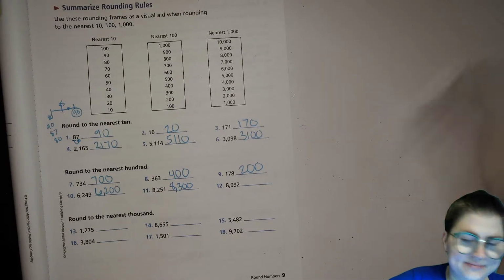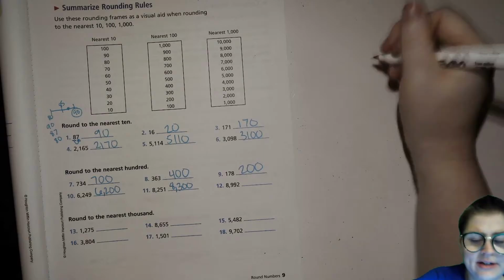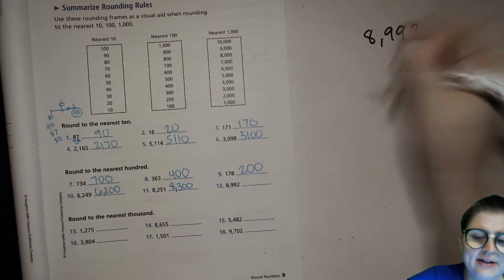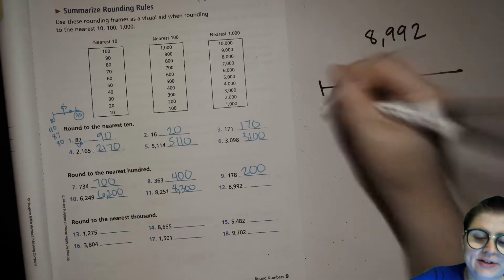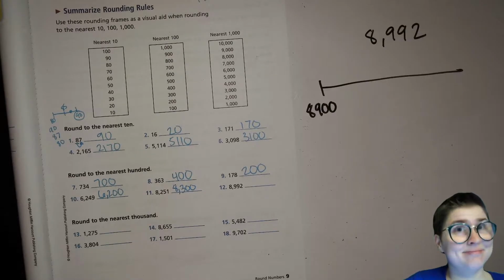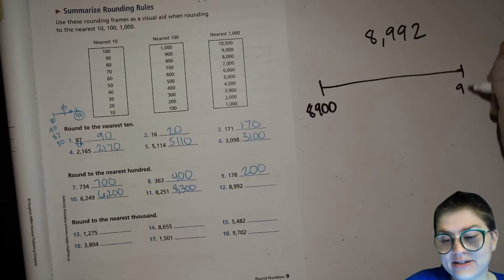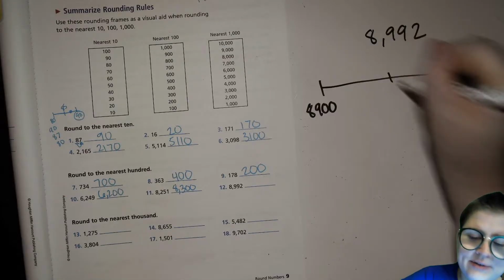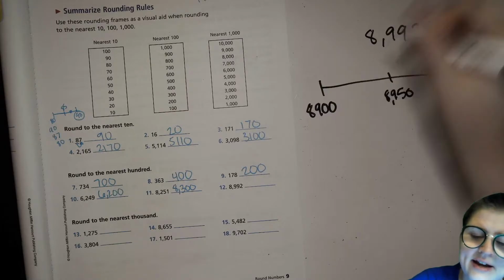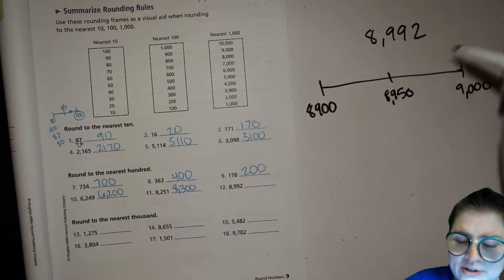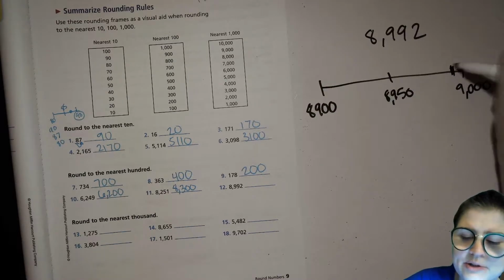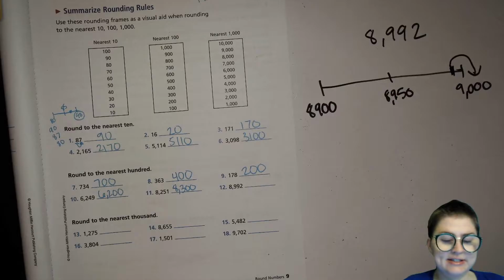Next one. Here we go. 8,992. Which hundreds are we between? It's currently 8,900. Well, what's 100 more than that? 9,000, that's right. Right in between it's 8,950. And then 8,992 would be right about here. Super duper close to 9,000, which means that is our nearest 100.